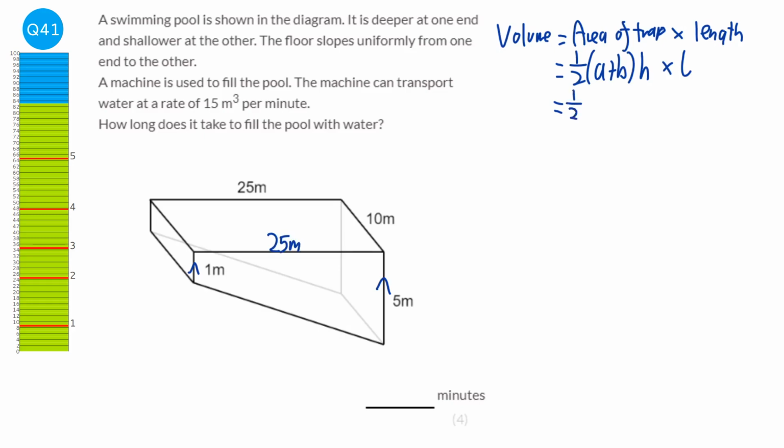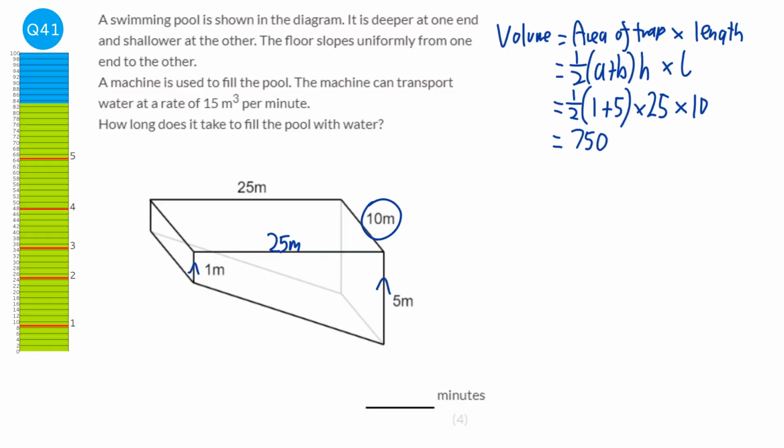So it's going to be half, and then we're going to add 1 and 5, times that by 25. The length is how 3D it is, so it would be that 10 there. So we're going to times that by 10. And that will give us 750. So it's 750 meters cubed.